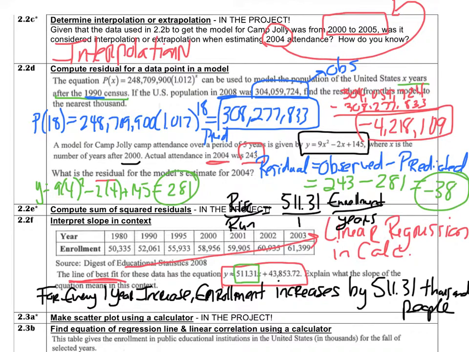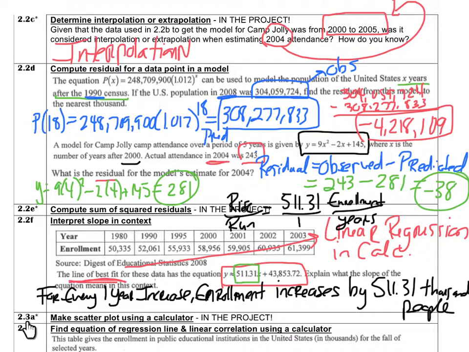Now be careful as you interpret this. If there's negative or positive signs, it does mean difference. This is every 1 year, and this is a positive number, so it increases the enrollment. If this had been negative, I would say enrollment would decrease. So here's what I would write as my definition for what slope is. For every 1 year increase, enrollment increases by that many thousand people.